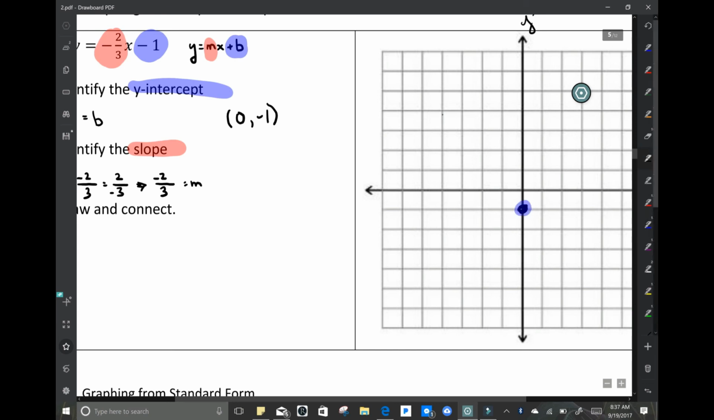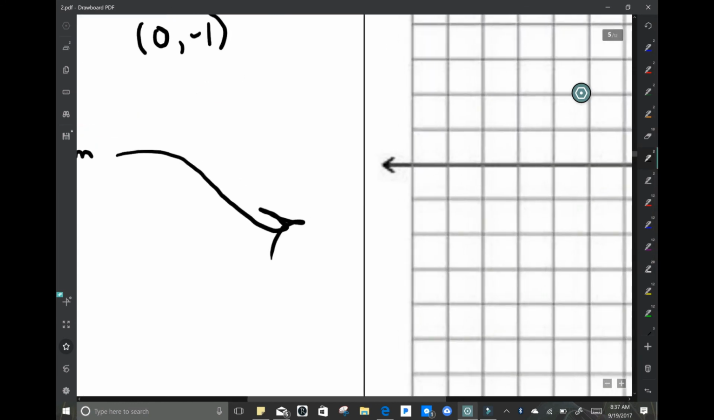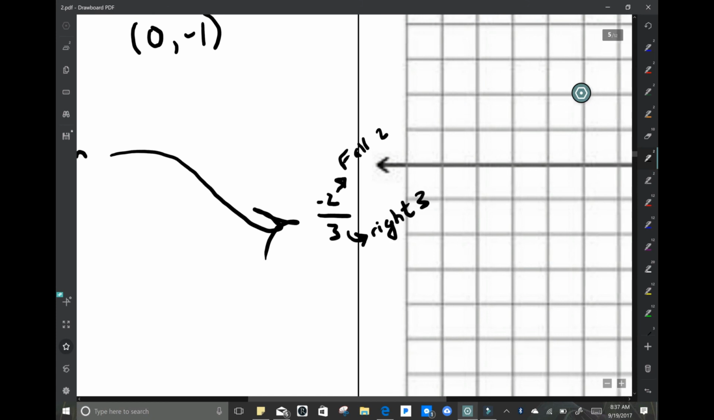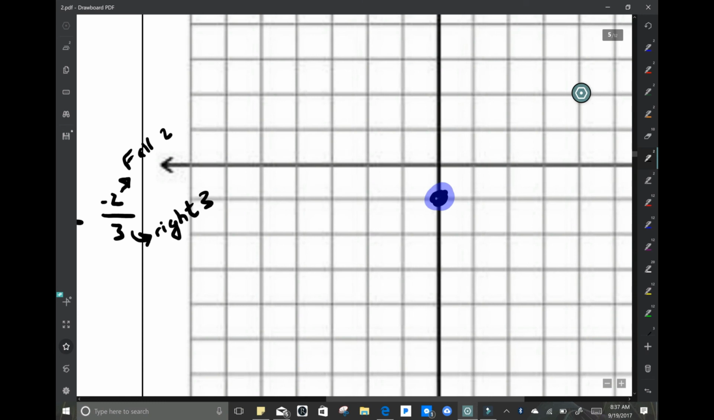Now we use our slope to guide us to the next point. So the reason I have it as negative 2/3: negative 2 up top means I want to fall 2, and then 3 on the bottom means to go to the right 3. Okay, so from my blue point, I'm going to drop 2, and then go over 3 to the right. 1, 2, 3. So there is the next point.